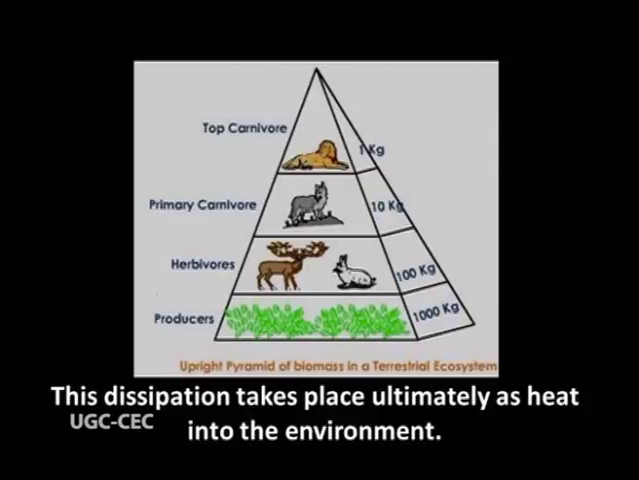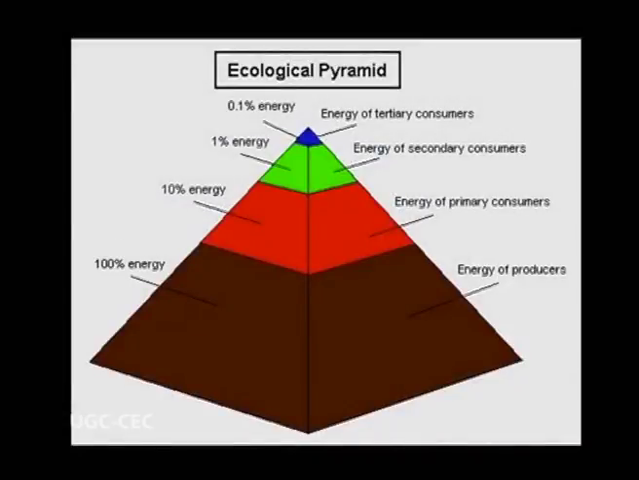However, the total energy that is derived does not get converted or transferred. That is, the efficiency is never 100%. A part of the energy is lost at each stage of the food chain. This dissipation takes place ultimately as heat into the environment. So, the total energy received or stored by a certain trophic level is less than that of the lower level.